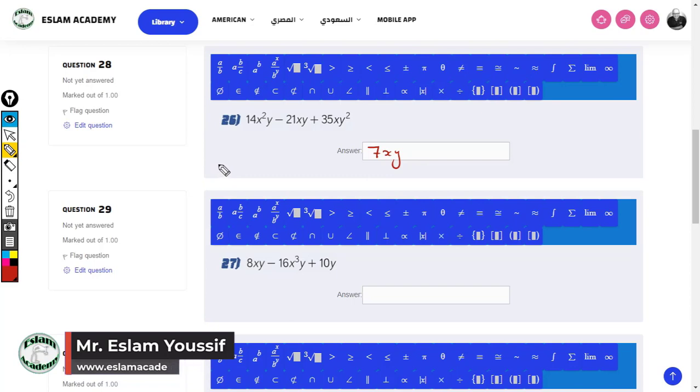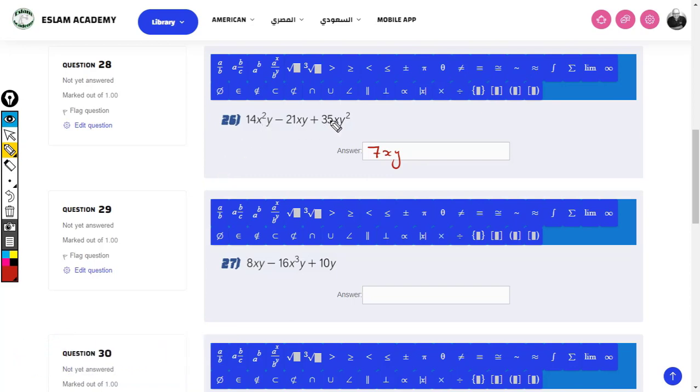Now look at the power. The smallest power for x will be 1, so x will be the common factor. The smallest power for y is 1, so y is the common factor. So for the numbers, just take the greatest common factor. And from the variables, just write the variable which is repeated with the smallest power. So now open a bracket. It means we will divide each term by 7xy.